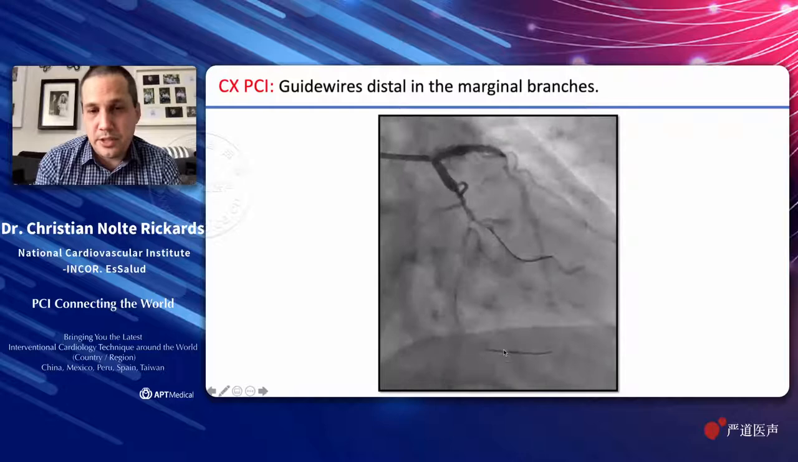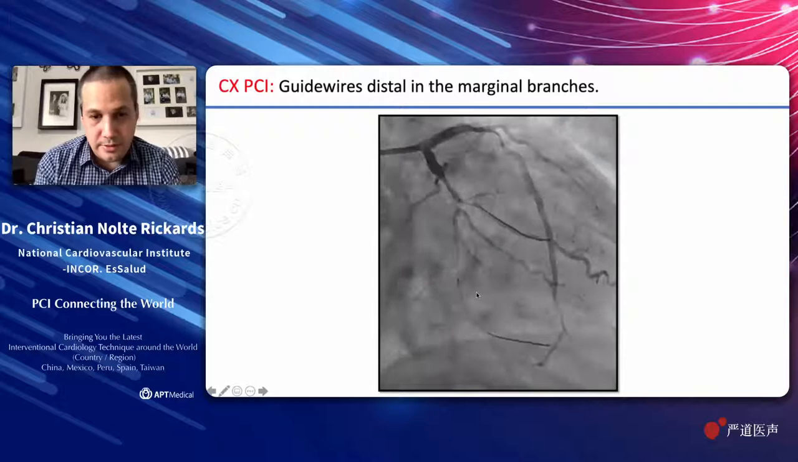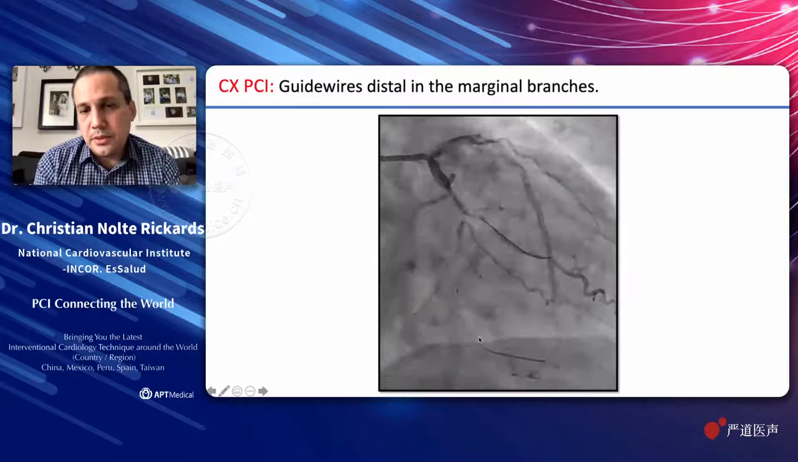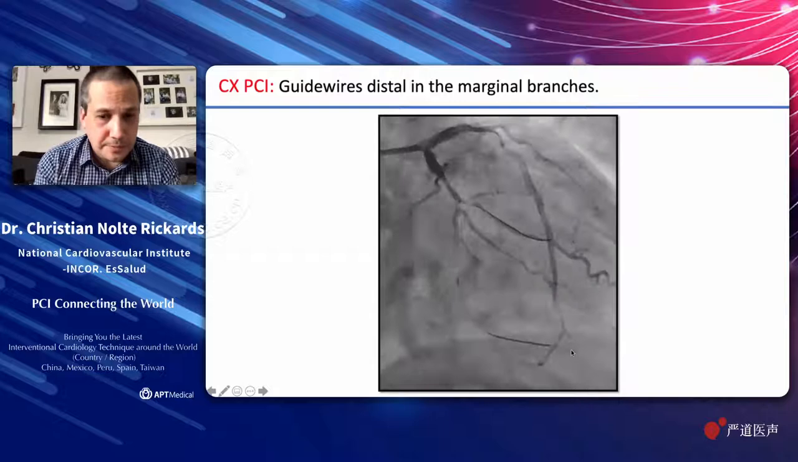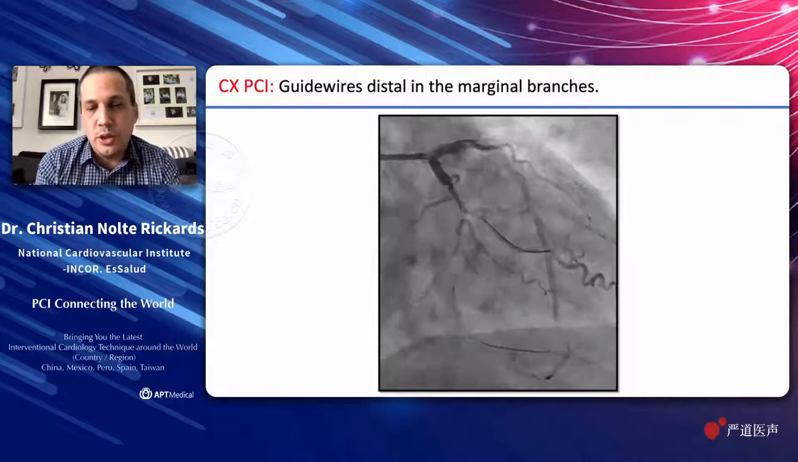And as you can see, just by getting the 1.0 balloon through the circumflex, we didn't have any flow through that artery. I mean, we could feel that we were in the true lumen, and also we have some collaterals to the distal part of that marginal that made us know that we were in the true lumen. So at that point, we started to predilate the lesion.